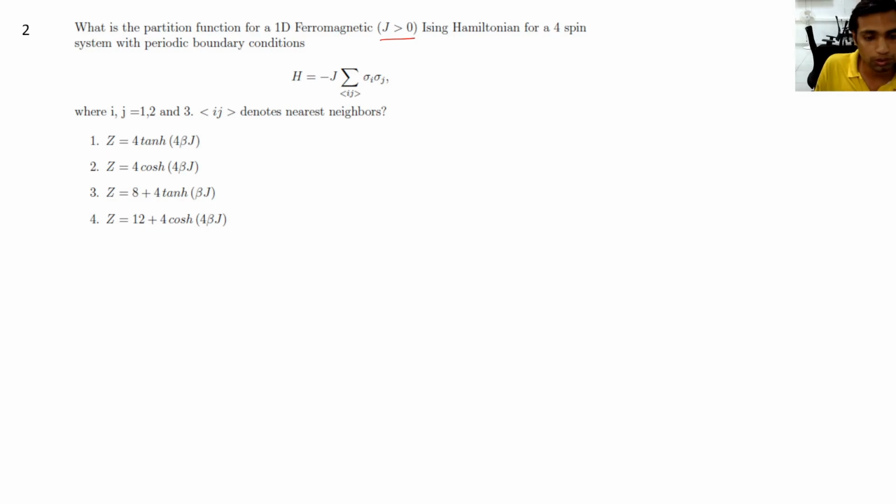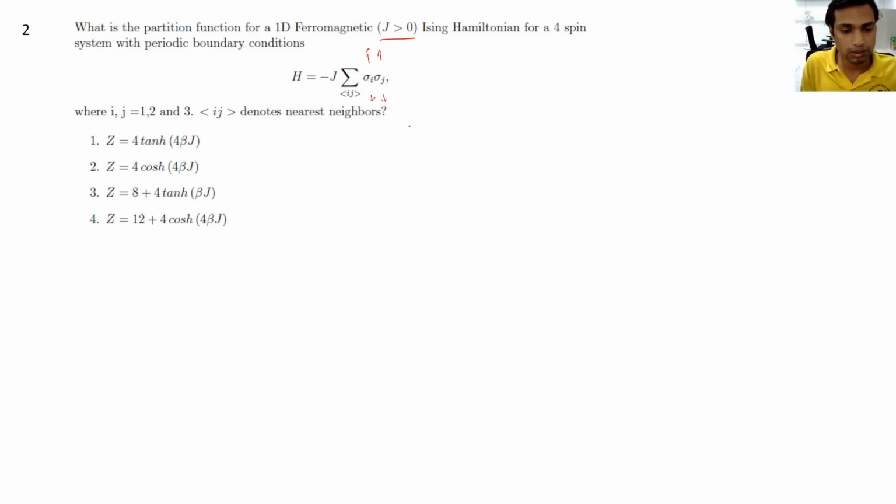For this to be positive, the spins sigma i and sigma j can take only plus or minus 1. If sigma i is 1, the up spin, then this also has to be an up spin, so that 1 into 1 is 1. Or if this is a down spin, then this also has to be a down spin, so minus 1 into minus 1 is 1. So this is positive, and multiplied with the minus sign it gives a negative energy. Negative energy means lowering of the energy, and the lower the energy, the more stable it is.